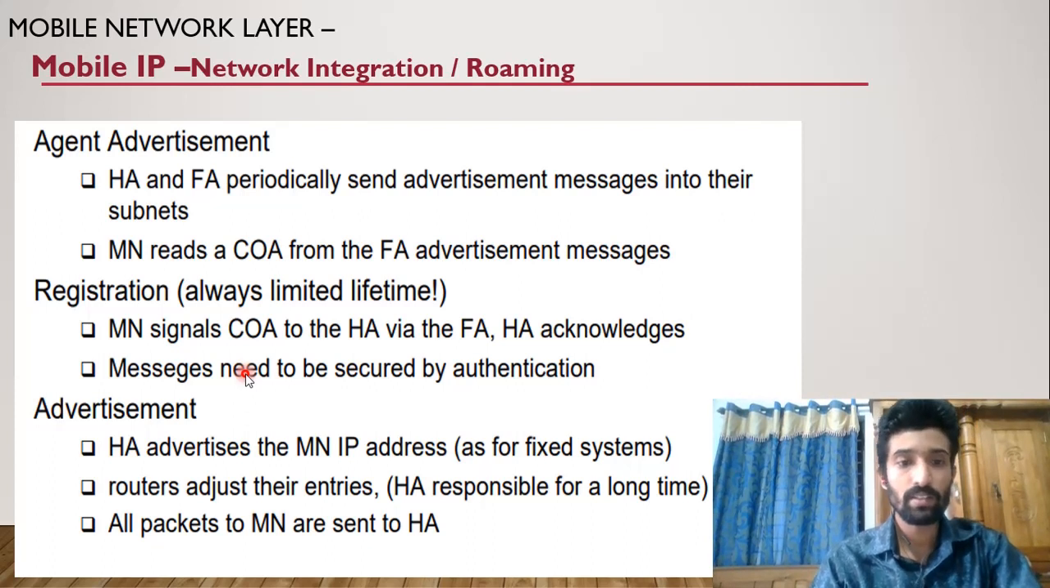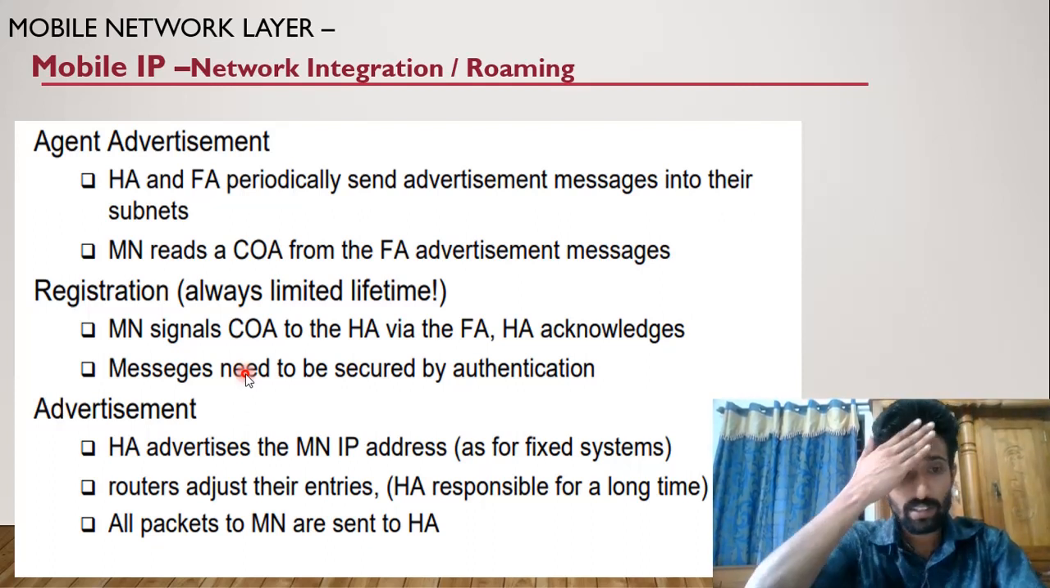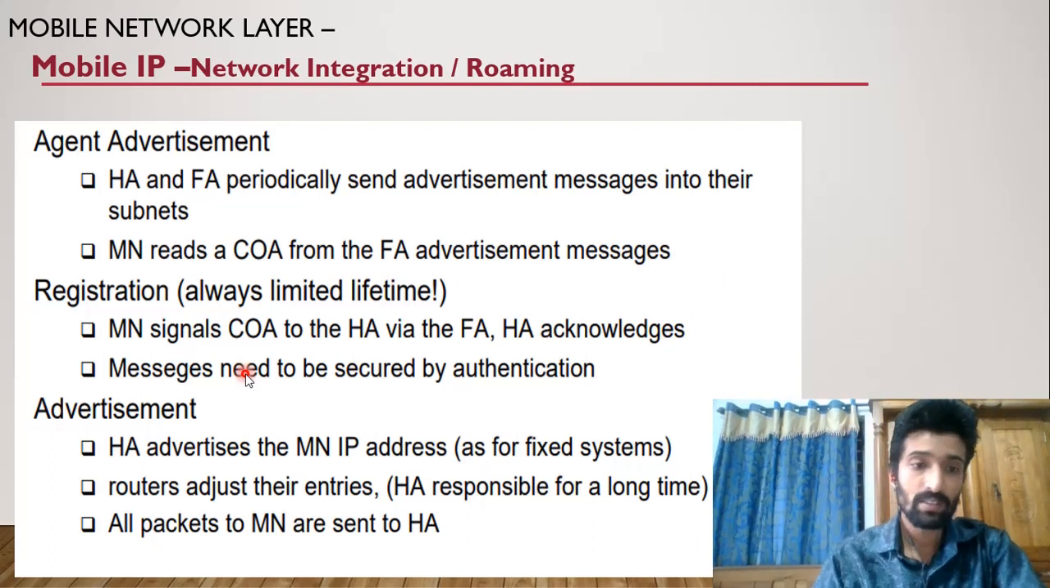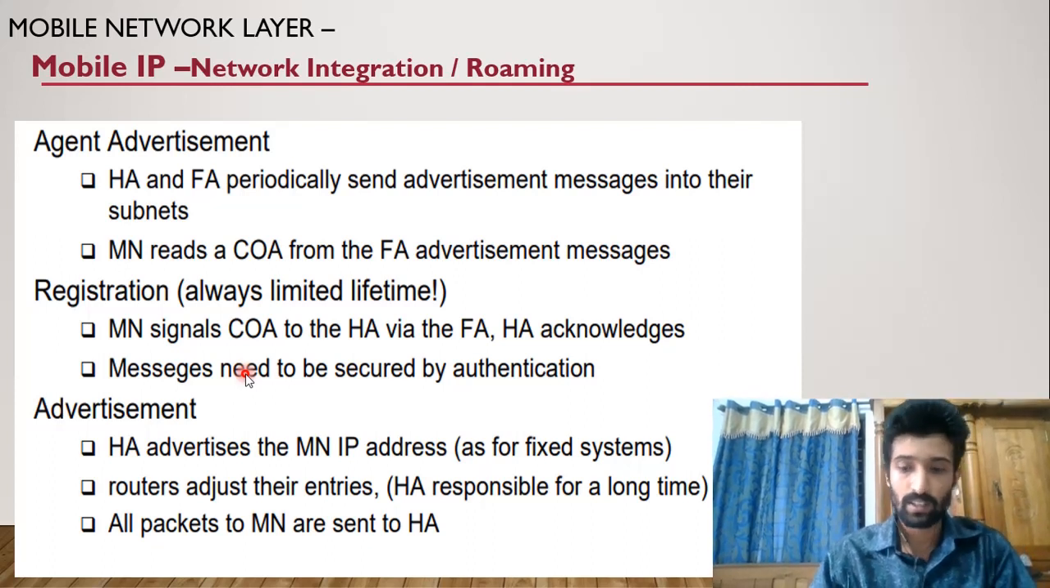Any device can directly communicate with the foreign agent, and the communication can be bypassed without the involvement of the home agent. In that case, the home agent will also advertise the COA to all the routers, saying that next time when you want to reroute a packet to this mobile node, you can directly send it to the foreign agent. That is how the network integration is done.